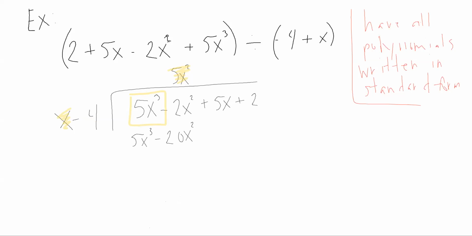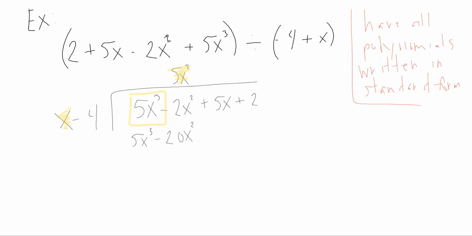So the other thing that we have to make sure to do is always line up our place values, okay? So if I have an x squared term in my quotient, it needs to be directly above the x squared term in my dividend.